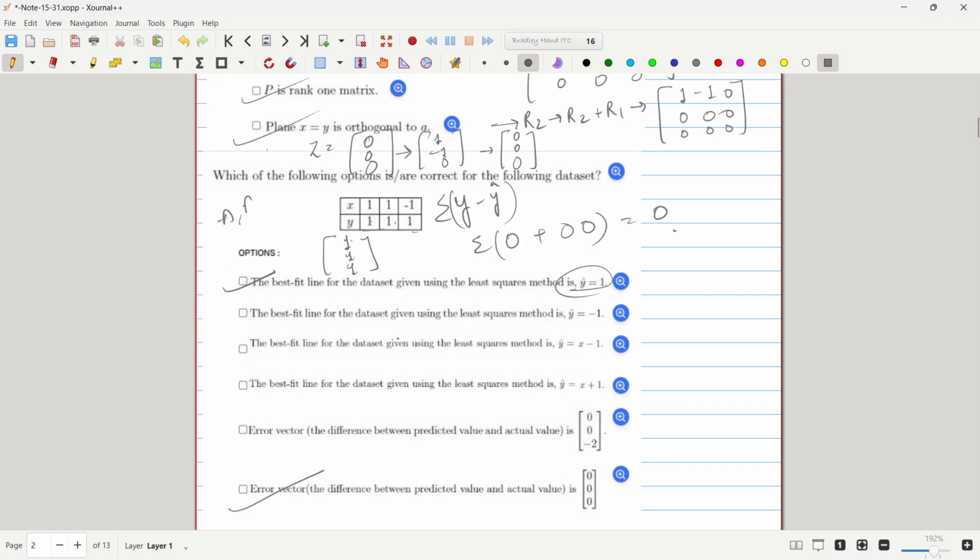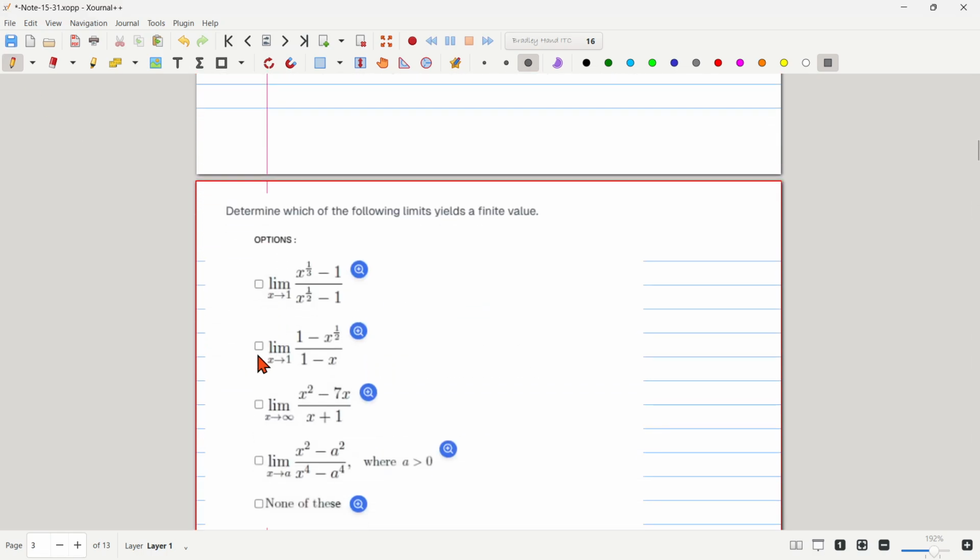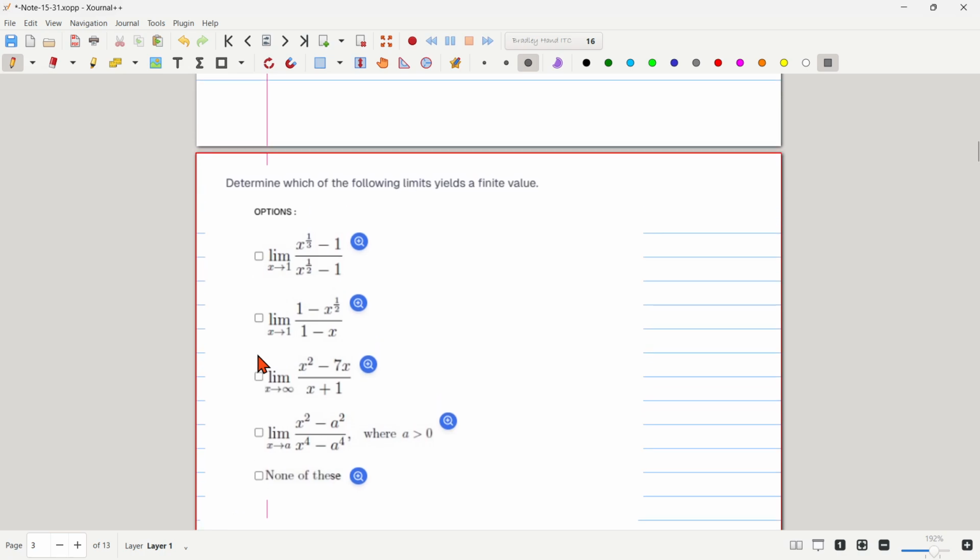Okay, so options A and F are correct. Now the next question is finite value. In this question, you just have to differentiate the numerator and denominator. So the first option, after differentiating, is 1 by 3 x raised to power minus 2 by 3 divided by 1 by 2 into x raised to power minus 1 by 2.